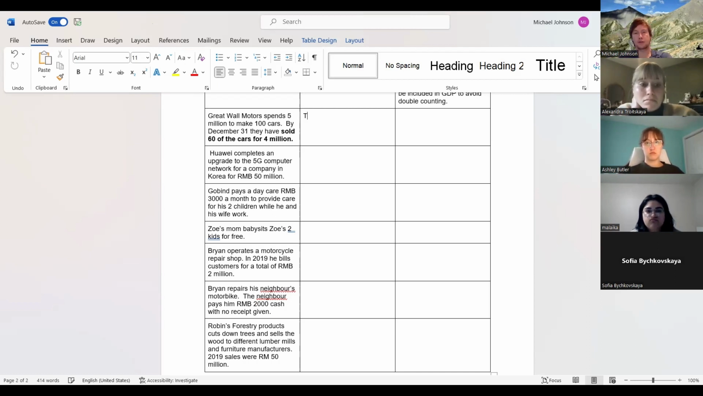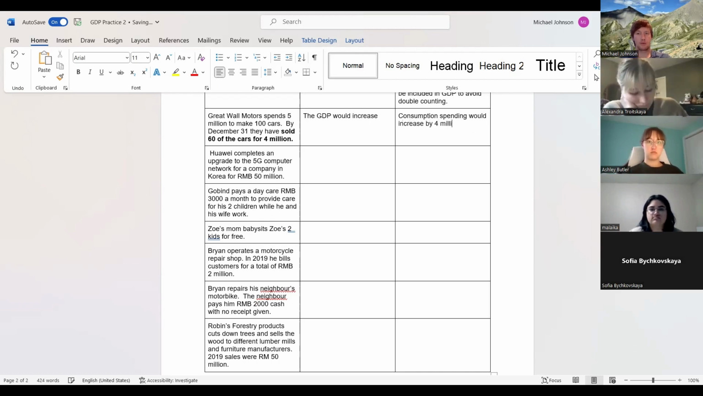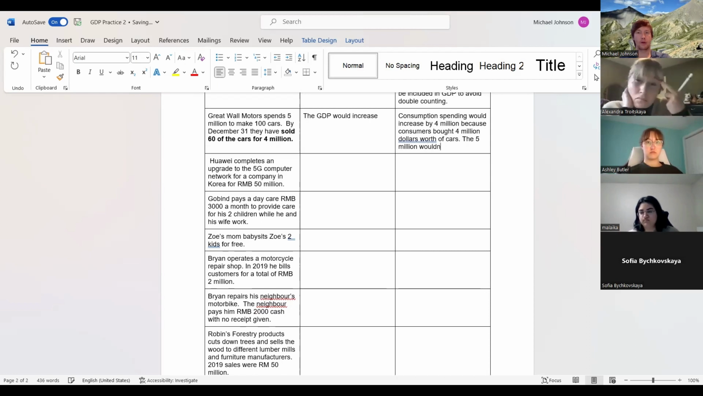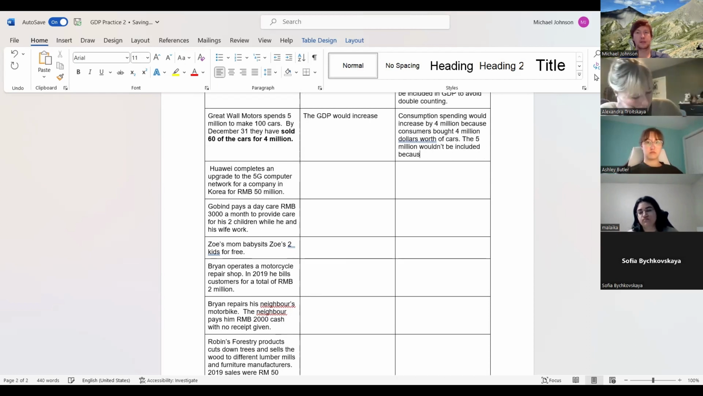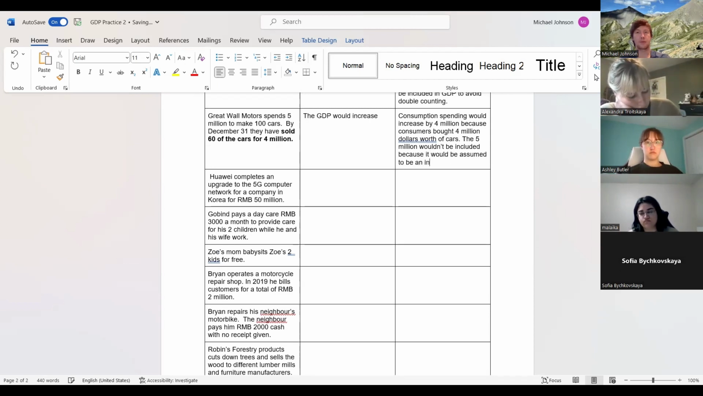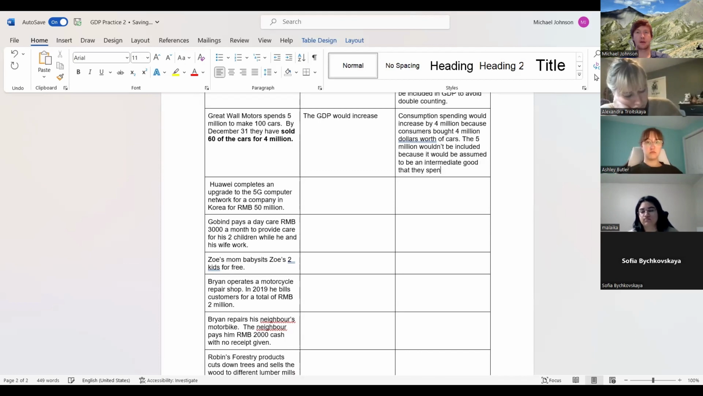So good discussion. The GDP would increase, but it would be consumption spending that would increase by $4 million, because consumers bought $4 million worth of cars. The $5 million wouldn't be included because it would be assumed to be an intermediate good that they spent on.